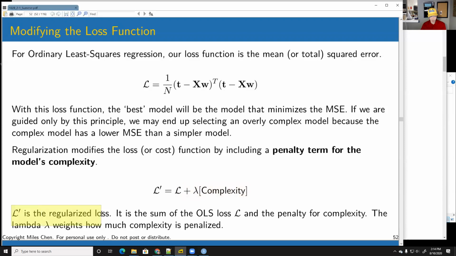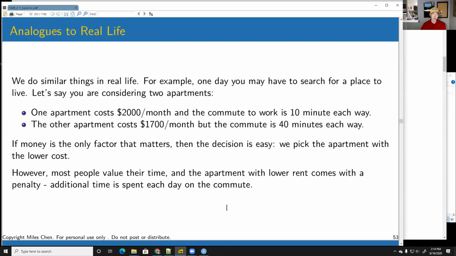So this is known as the regularized loss. When you include a penalty term for complexity, that becomes the regularized loss. All right, so this is just an analogy to real life.